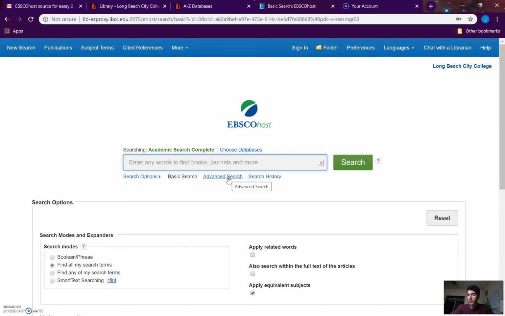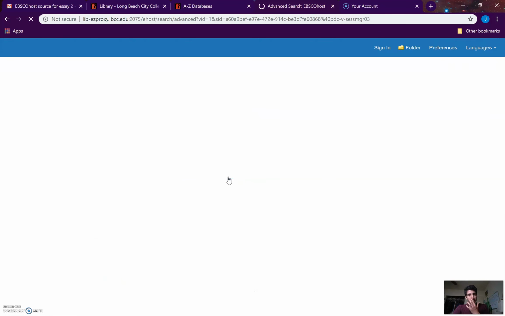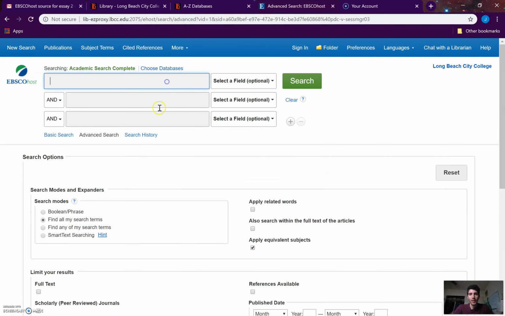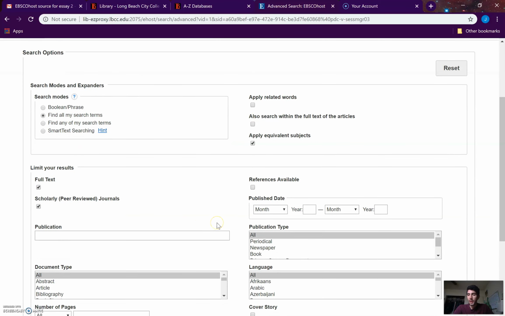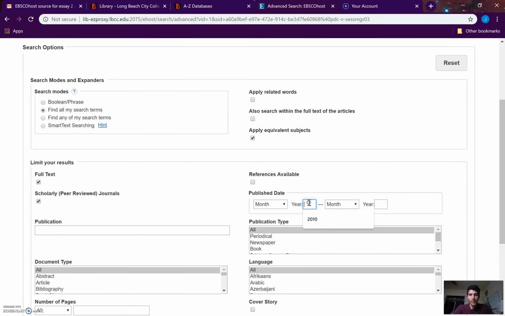So the first thing I want to do is go to Advanced Search, because I'm going to set some parameters for my search. So I'll need these 3 boxes to help me out. The next thing I want to do is put full text, scholarly articles, just so I can get the actual PDF. I want to make sure the article is available.